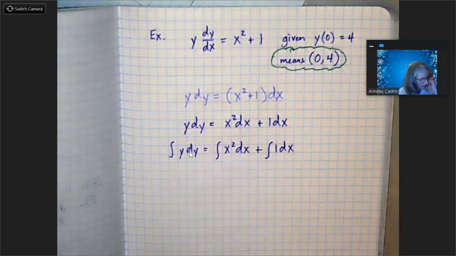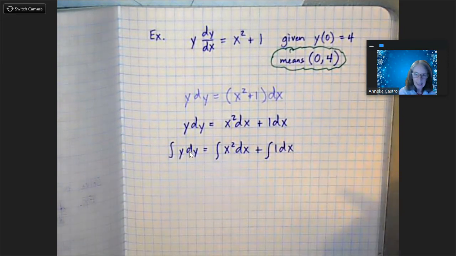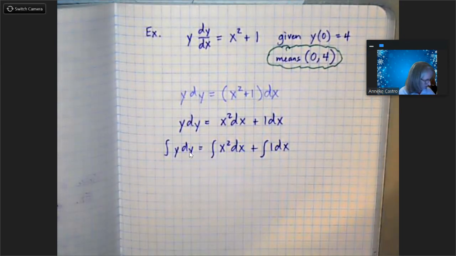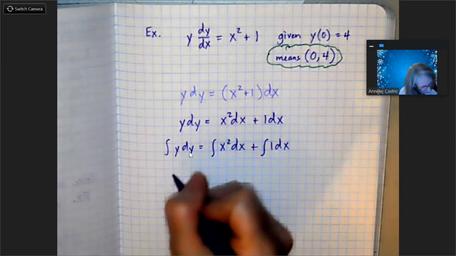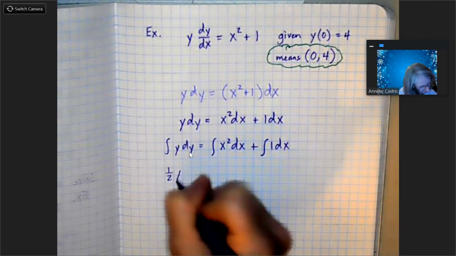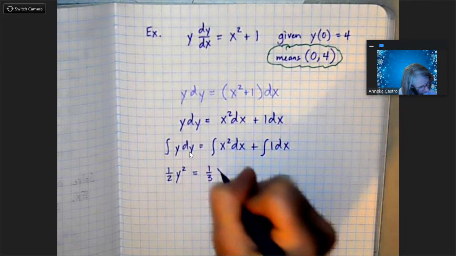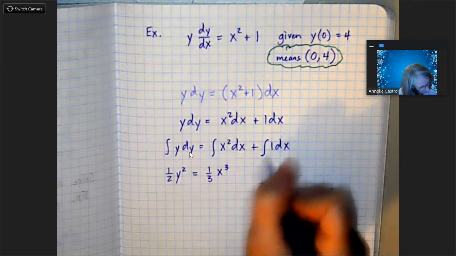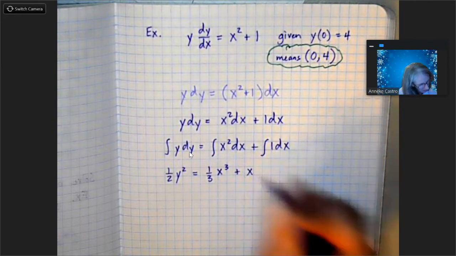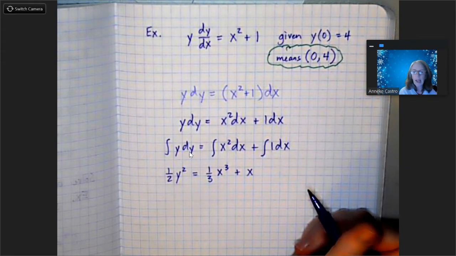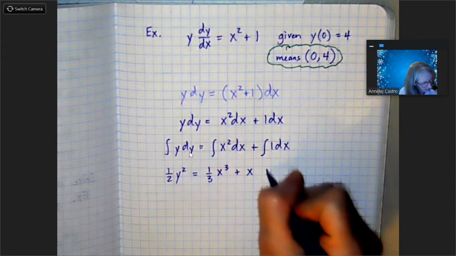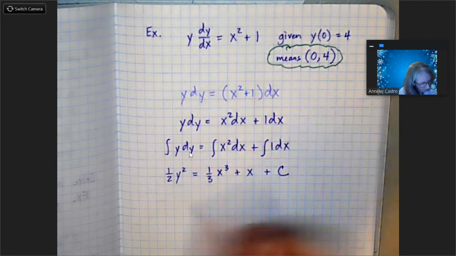All right, so now we're going to take our integrals. These are nice and easy. They're all just using the power rule in reverse. So this one is going to become 1/2 y squared. This one's going to become 1/3 x cubed. And this one's just going to become x. Okay, and now at this point, I can put on my constant of integration. So plus c.